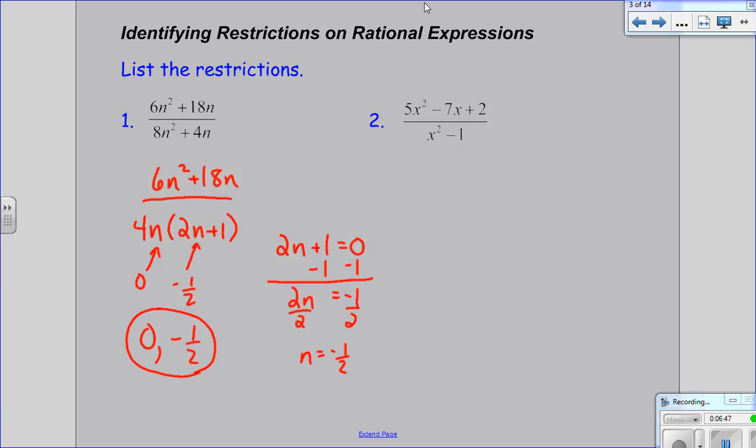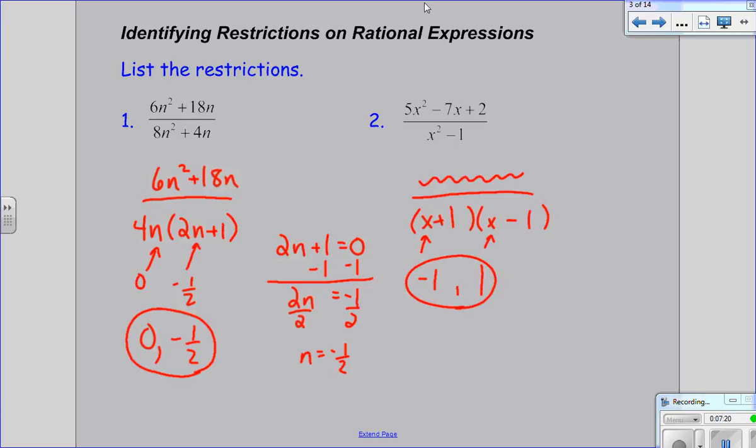For my second example, again, I need to factor my denominator. So x squared minus 1 factors into x plus 1 and x minus 1. And you'll notice that in the numerator, it doesn't really matter what I have up there, because for right now I'm focused just on the denominator and what would result in a 0 in the denominator. Since I have two binomials that are multiplied together, I know that my one restriction would have to be negative 1, and my other restriction would have to be a positive 1. Those would both result in having zeros in the denominator.